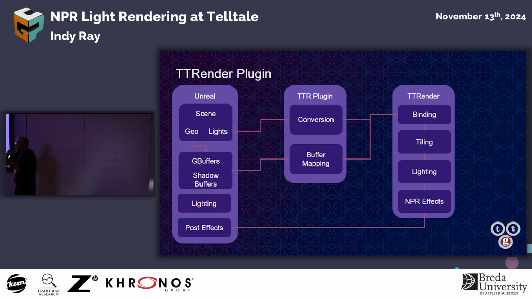And then TTRender itself, which is a DLL plugin that we can load and reload. It does most of the things concerned with lighting, so it'll bind all of those buffers, bind the resources it cares about. It handles light tiling, all of our lighting computations. It does some non-photorealistic rendering effects, and then at the end, Unreal takes back over and does some of its post-process effects, such as color correction and anti-aliasing.